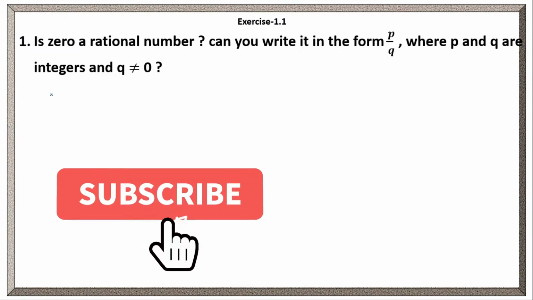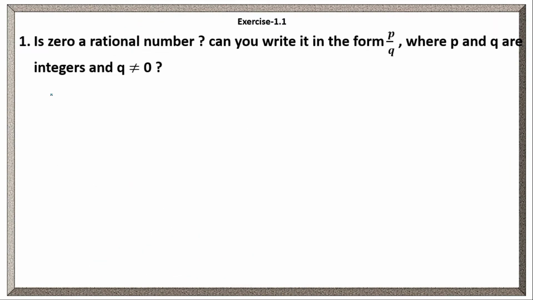Let's see exercise 1.1 first problem. Is 0 a rational number? Can you write it in the form of p by q where p, q are integers and q not equal to 0? Okay. Already we have discussed about rational numbers.